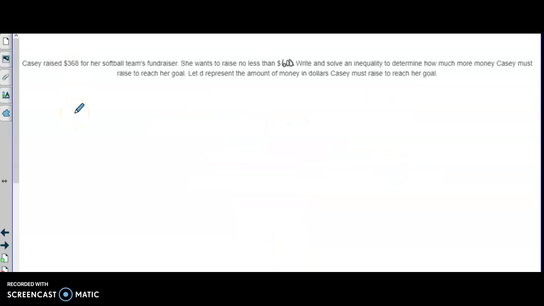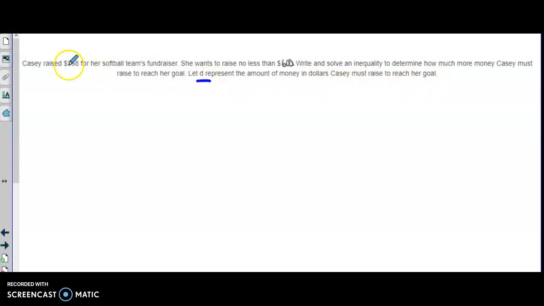Casey raised $368 for her softball team's fundraiser. She wants to raise no less than $600. Write and solve an inequality to determine how much more money she needs to raise to reach her goal. Let D represent the amount of money in dollars Casey must raise to reach her goal.